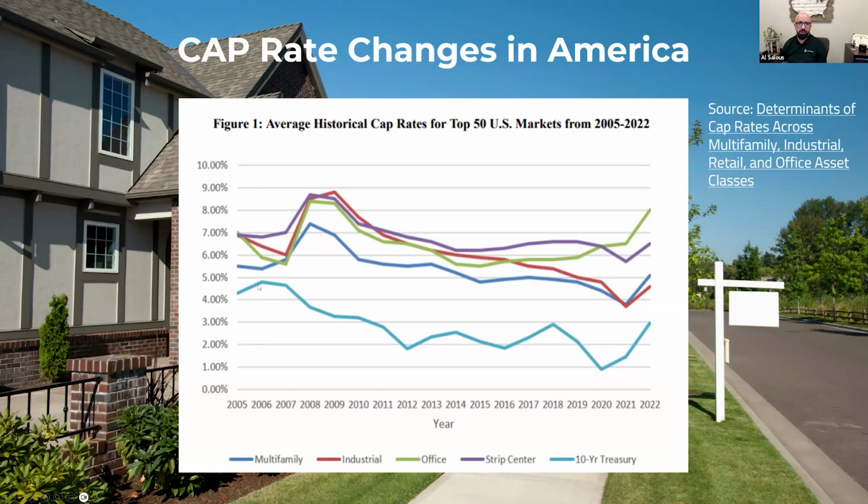So if you look at the light blue line here, it is the 10-year treasury chart from 2005 to 2022. And all these lines are the cap rates for the different segments in commercial real estate. More or less, all of them follow the interest rate with a lag. As you see here, the interest rate started to drop, and the cap rates had a little lag before they started to follow the interest rate.